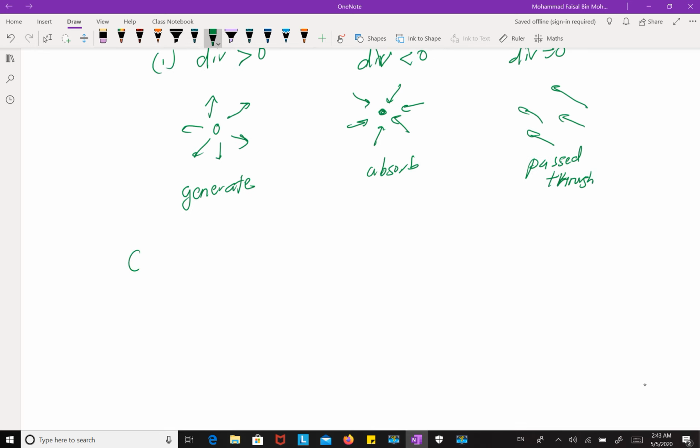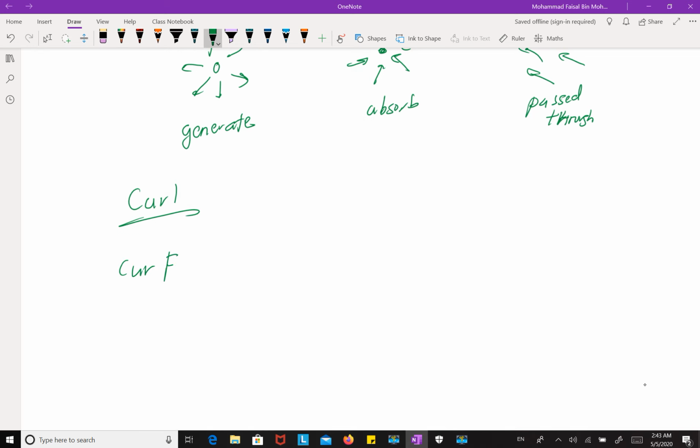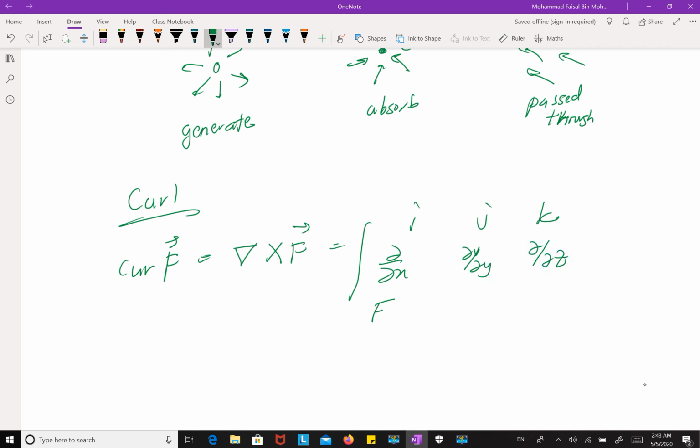So curl. Curl is a vector operator that shows the vector field's rate of rotation, that is, the direction of the axis of rotation and the magnitude of the rotation. The curl of a vector is defined as curl F. So we write nabla cross F. This is the determinant with rows i j k, del over del x, del over del y, del over del z, and F1, F2, F3.